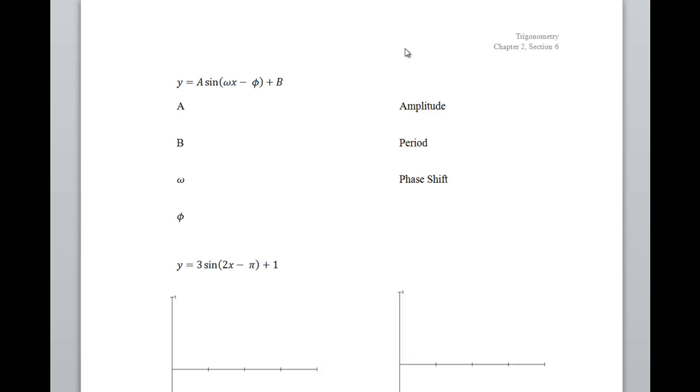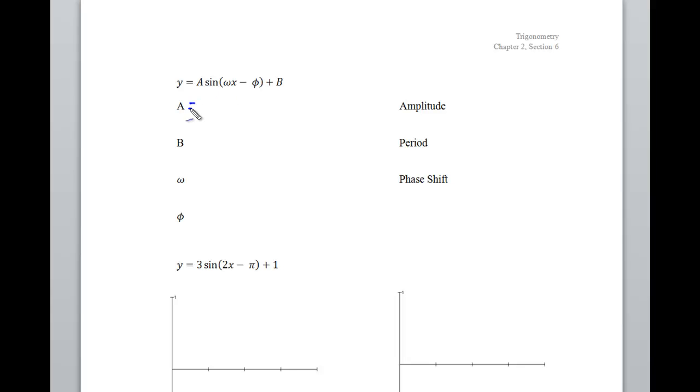Today we are going to look at all the different parts of Chapter 2, Section 6, and we're going to introduce phase shift to you. We're going to review just some of the older parts of the problems that we've been manipulating to get sine, cosine, and the other functions graphed here.